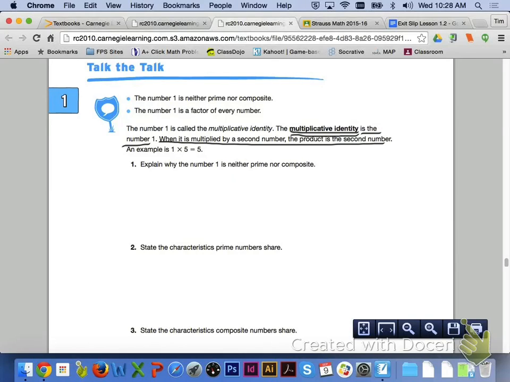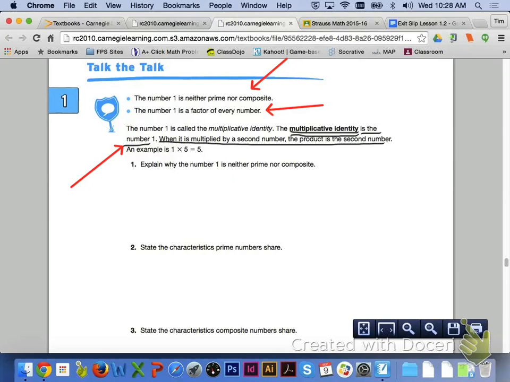We are going to take a look at the Talk the Talk activity today to finish off lesson 1.3. So if you look at page 34, we have a couple of bullet points up at the top. It says that the number 1 is neither prime nor composite, and we should know that the number 1 is a factor of every number. The number 1 is called the multiplicative identity. The multiplicative identity is the number 1. When it is multiplied by a second number, the product is always going to be the second number. And they have an example here that they show you, 1 times 5 is going to be 5. 1 multiplied by that second number, which is 5, your product is 5.